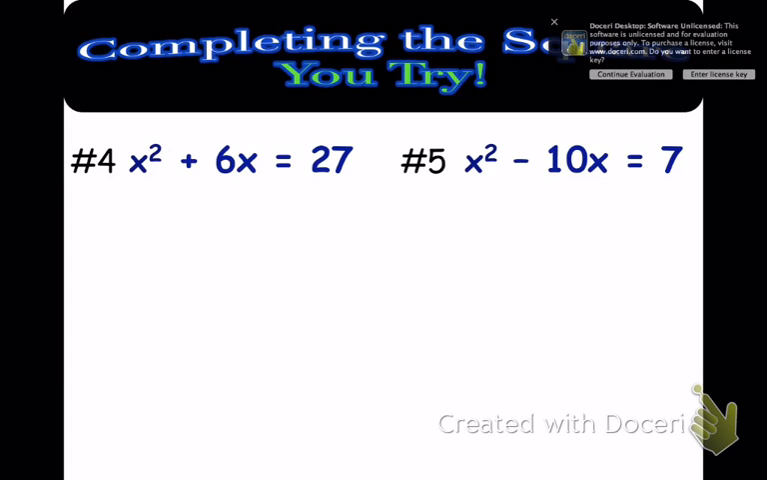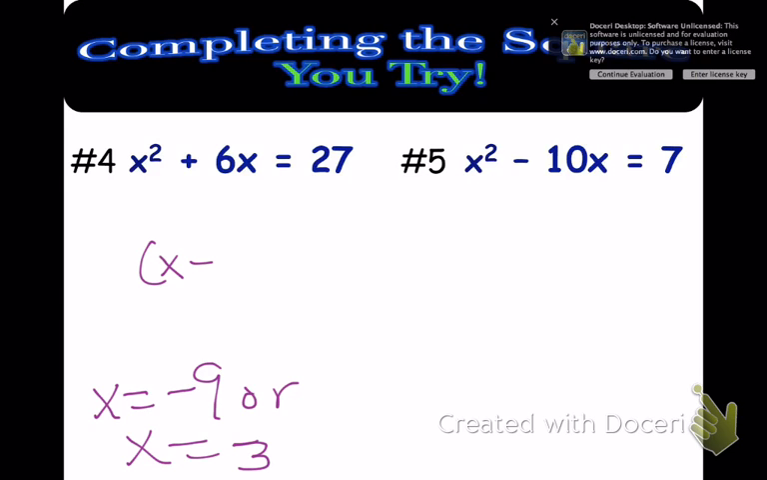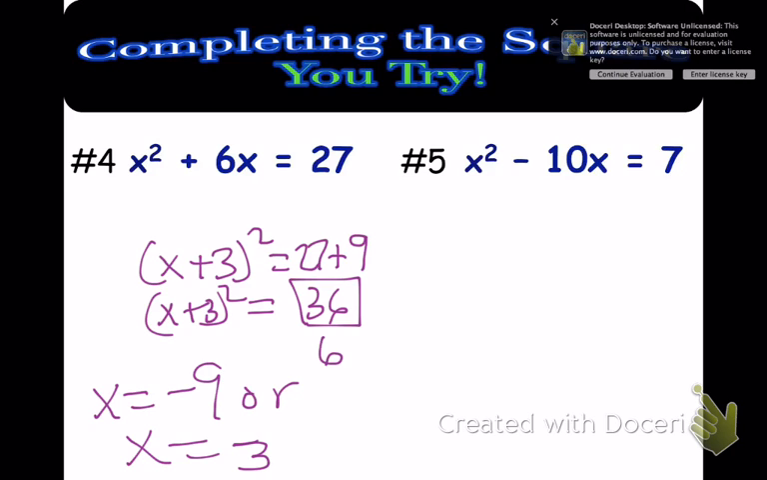All right, so your answers for the two problems, you should have gotten x equals -9 or x equals 3. So this one would have given you a perfect square when you added the 9 to both sides, which would have given you the square root of 36. If you had this part, you should have gotten 27 plus 9, which would have become 36, which is a perfect square. So this should have become a 6 when you square root both sides. And then just subtract the 3 over, which gives you that -9.